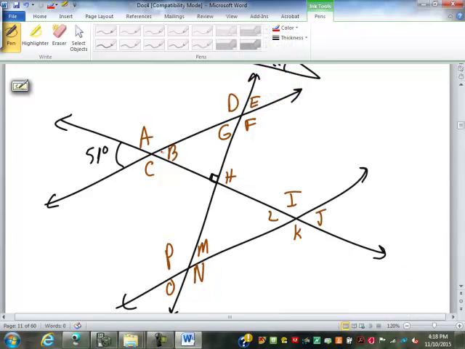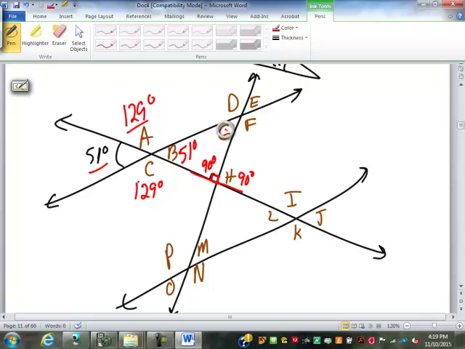So let's just start up here. What's A have to be? 129, because those two have to be supplementary. They add up to 180. B is 51, and C is 129. Now this is a right angle, which means H, this is 90 degrees, right? H has to be 90 degrees, because they're supplementary. That makes a straight line, so those two have to add up to 180.